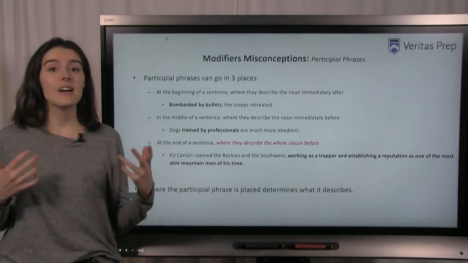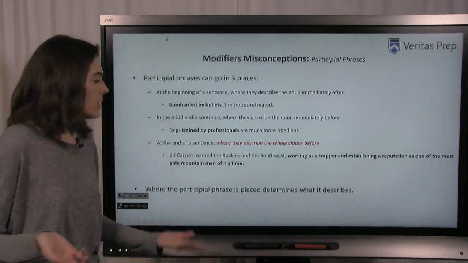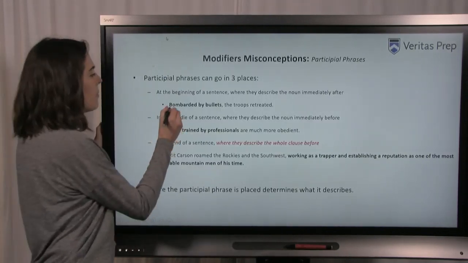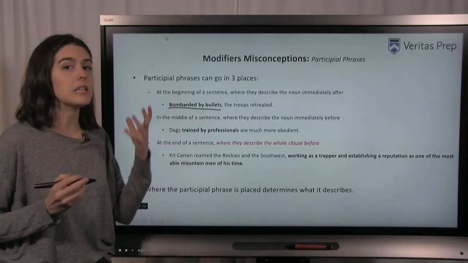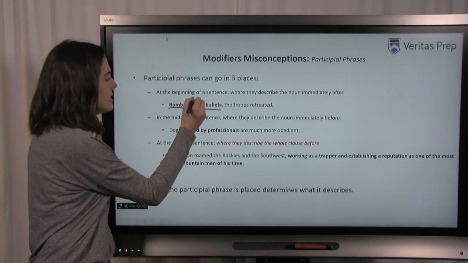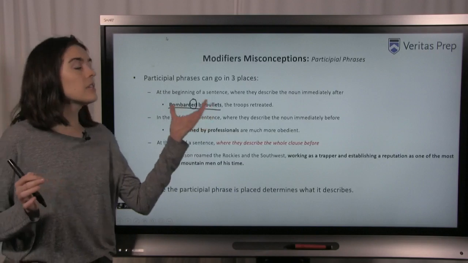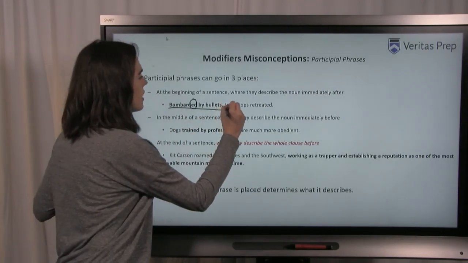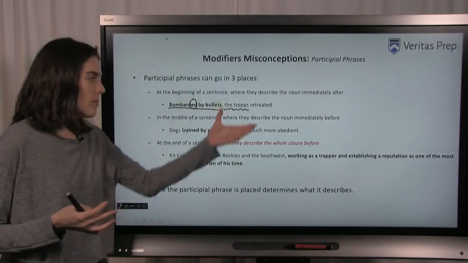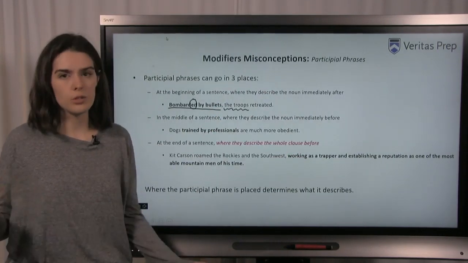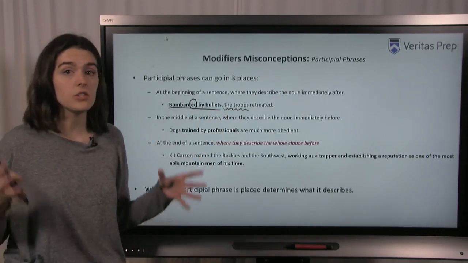Participial phrases can go at the beginning of a sentence. Now, when they're at the beginning of the sentence, they describe the noun immediately after. So, for instance, in this sentence, we've got, bombarded by bullets, the troops retreated. So, bombarded by bullets here is a participial phrase. It's got that ed. It could be an ing, doesn't matter, still both participial phrases. And since it's at the beginning of the sentence, it's going to describe the noun right after it. So here we are saying the troops were bombarded by bullets while they retreat. Cool? So here, bombarded by bullets describes the troops. This makes sense. This fits our rule.